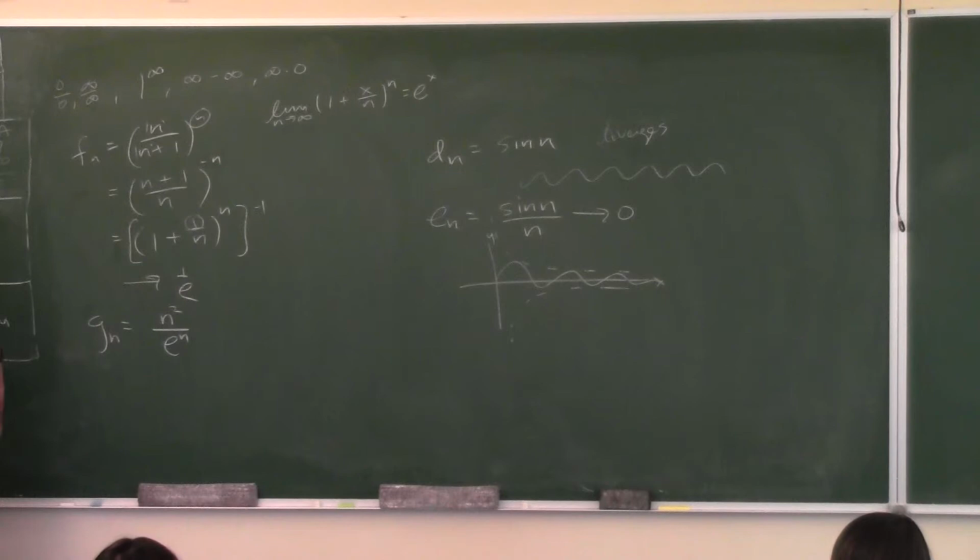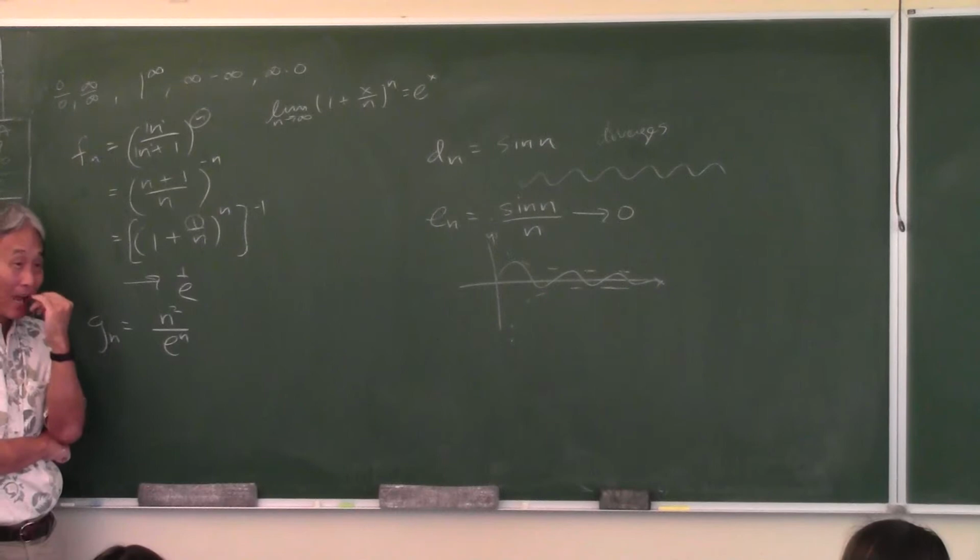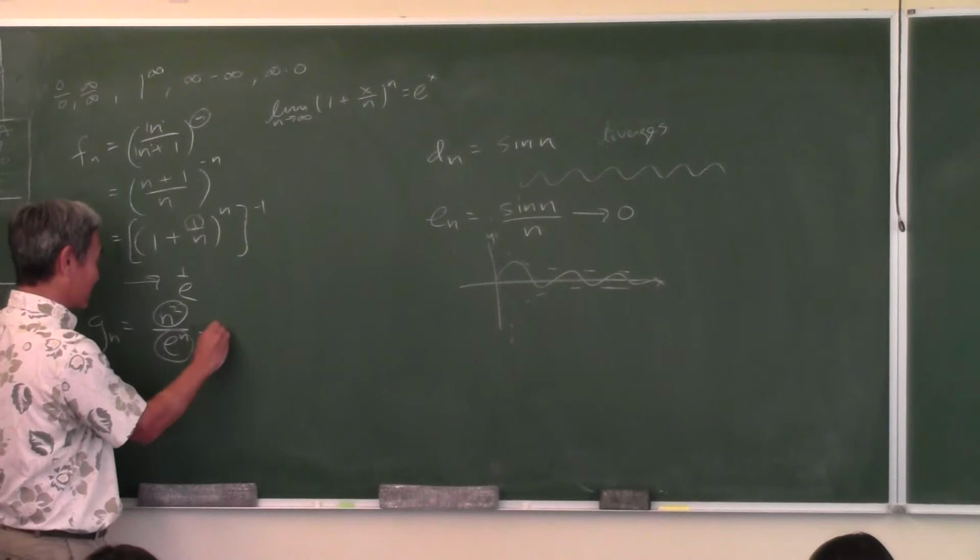So it goes to either 0 or infinity. Okay, you got the hardest part. Is it 0? Yeah. Okay. Look, this function grows faster than that function, so doesn't it make sense it converges to 0?